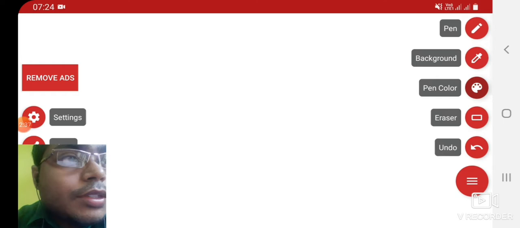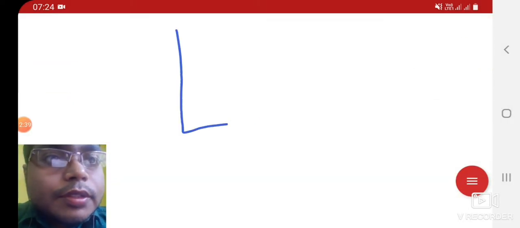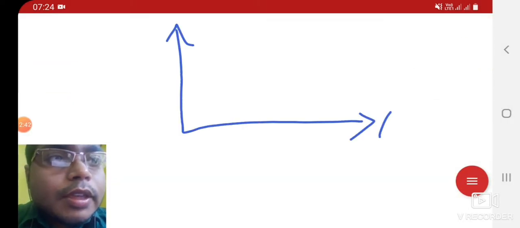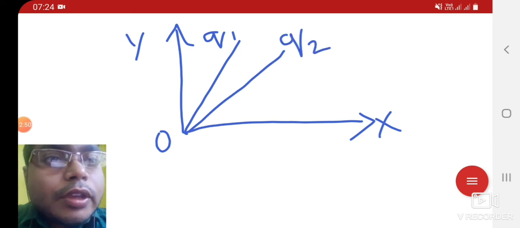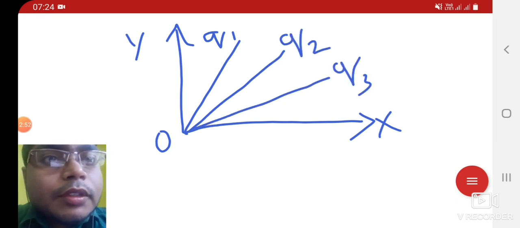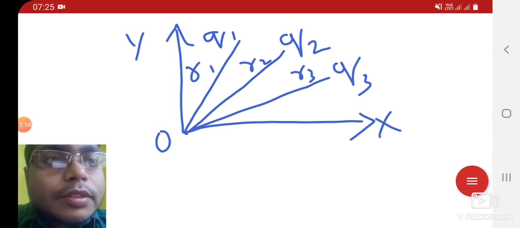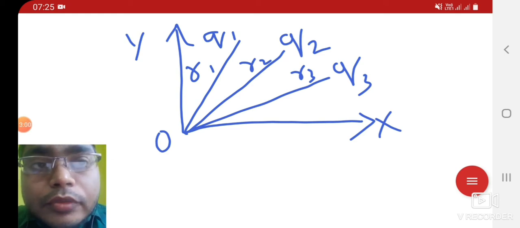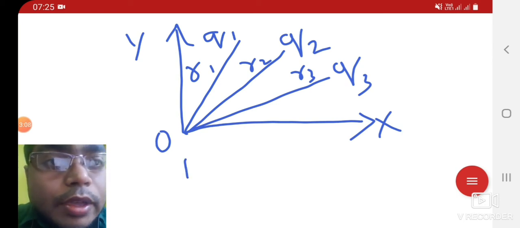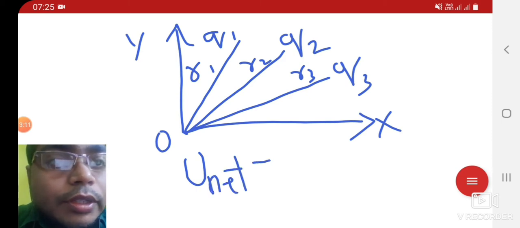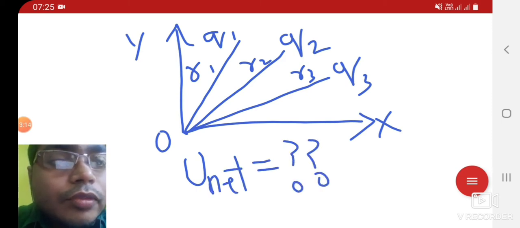So collection of charges means we can take, for example, a coordinate system with x and y axes, and let us take one charge q1, another charge q2, and another charge q3. The distances are r1, r2, r3, and so on. Suppose there are n number of charges, and the distances from the origin are given by r1, r2, r3, and so on. So how do we calculate the net electrostatic potential energy? This we are going to find.